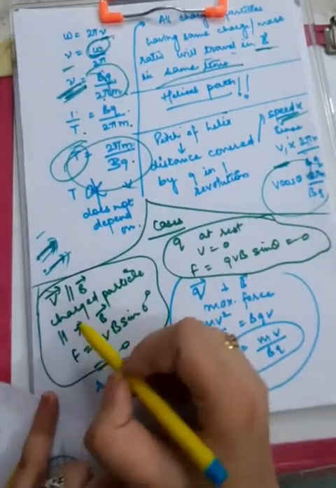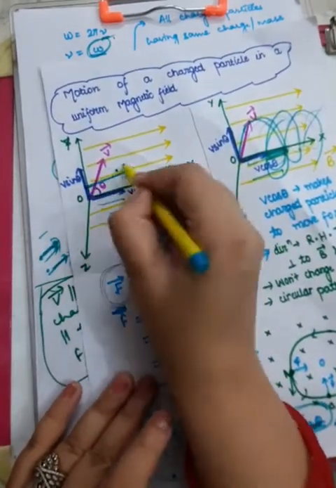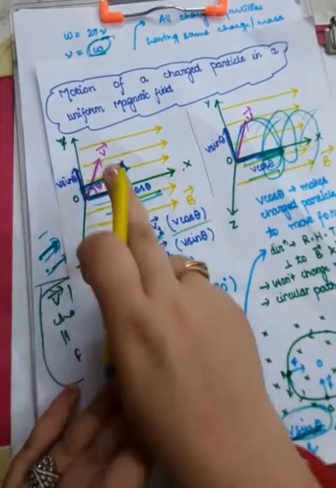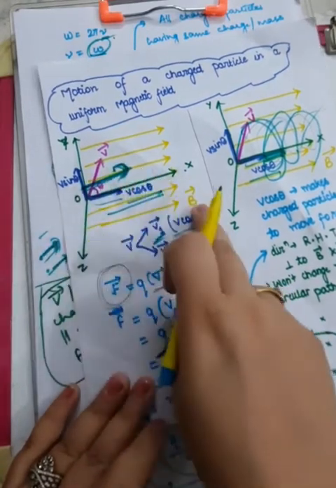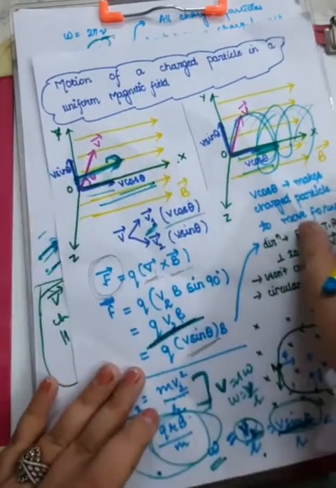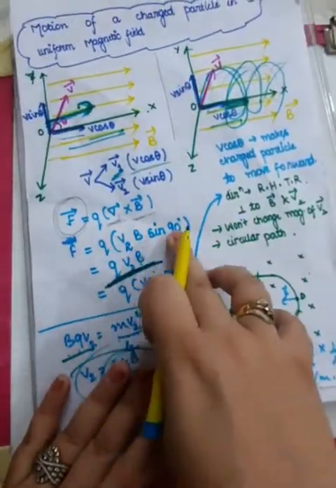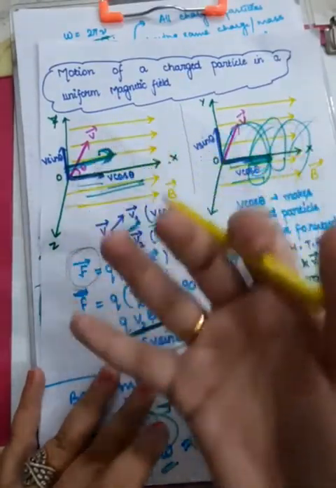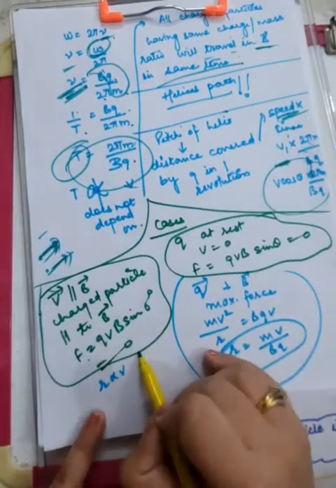Now next is case number 2. Suppose the charged particle enters the field like this. This means the charged particle's velocity is parallel to the magnetic field, that means V vector is making an angle of 0 degree with the magnetic field. If this is the case, when you open this cross product, every time it will be sine 0 degree. What we are seeing is a 0 degree angle between V vector and B vector, and undoubtedly sine 0 degree is equal to 0. So the force will be equal to 0.